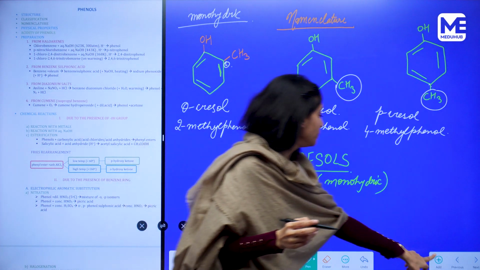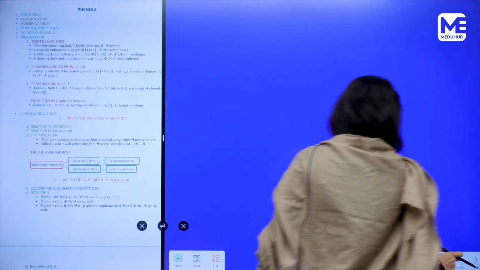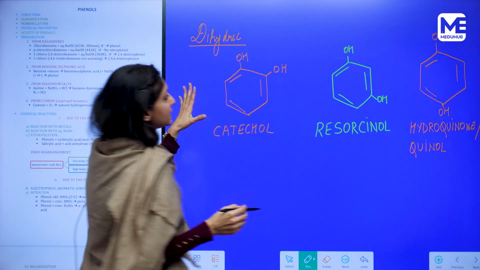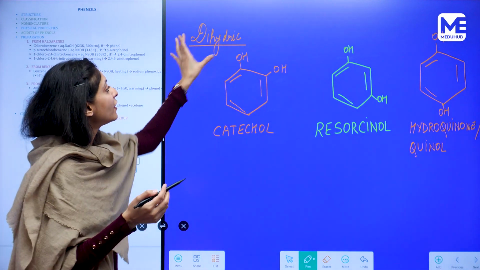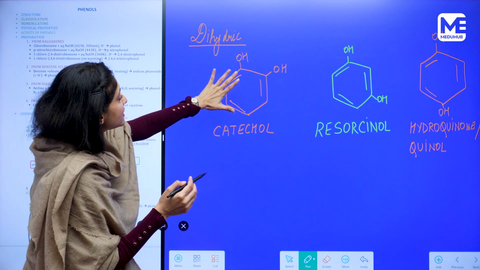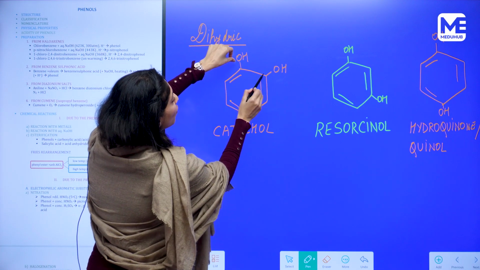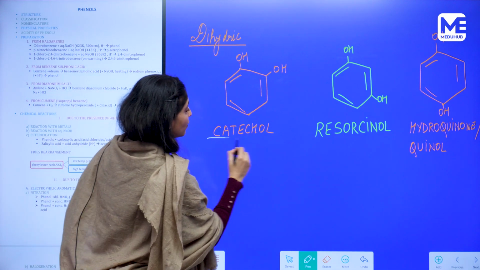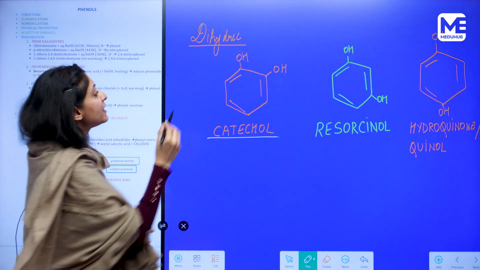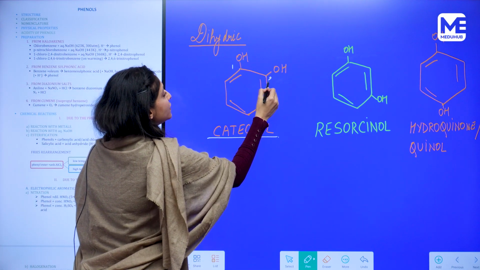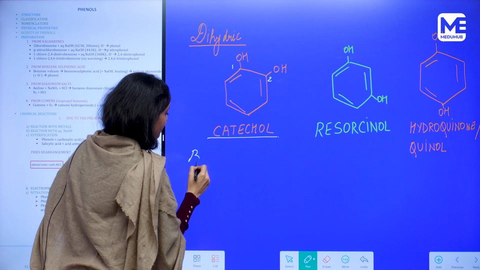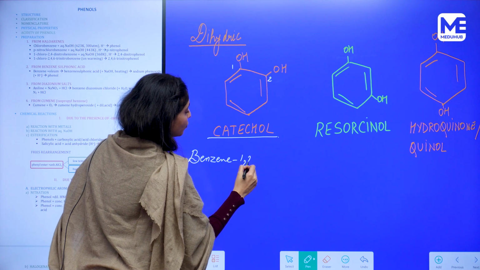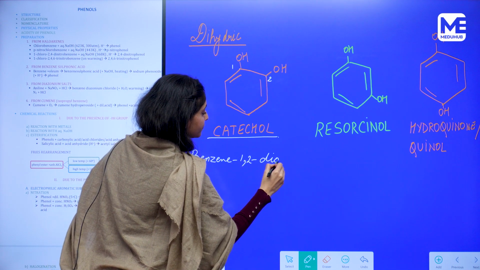Right? Now, if we talk about dihydric phenols. Dihydric phenols are when there are two OH groups present. So the first example here is when the two OH are ortho to each other. When they are at ortho positions, the common name is catechol. And the IUPAC name would be, this is carbon 1, this is carbon 2. It will start with benzene. Benzene 1,2-diol. Right?